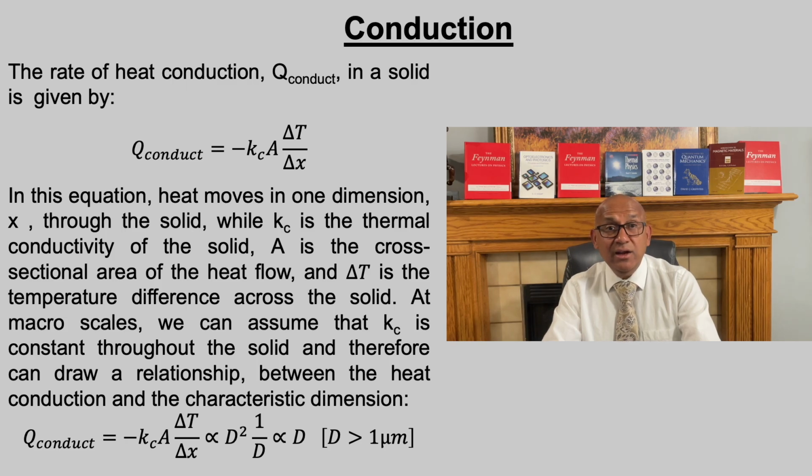Where the material is large compared to a micron, we can assume that thermal conductivity is constant throughout the solid. Under these conditions, if we express the cross-sectional area as proportional to d squared and the length scale as proportional to d, we find that Q_conduct is proportional to d. This means that for systems larger than 1 micron, the ability of a solid to conduct heat increases linearly with its size.